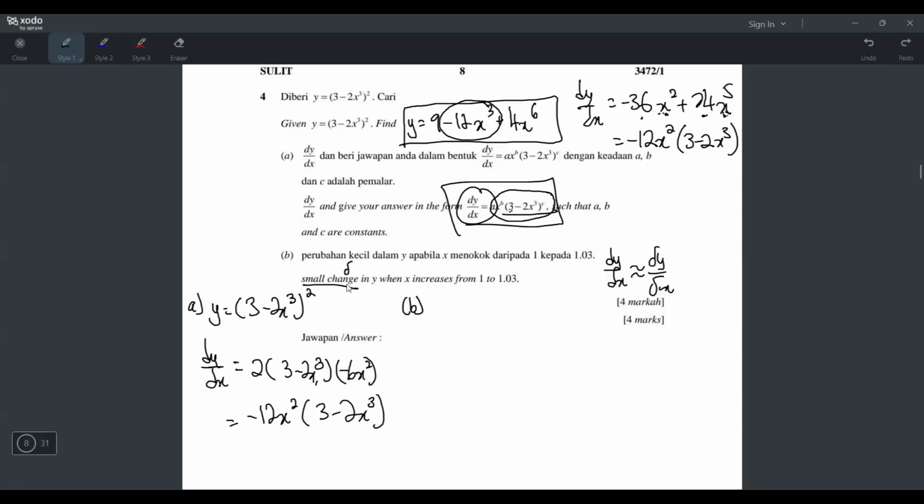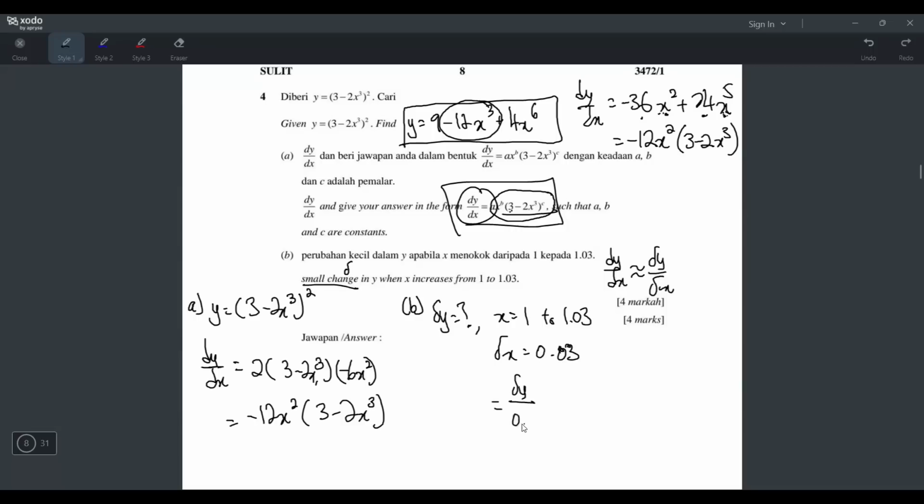Okay, let's read first. Find small change in y, means delta y. When x increases from 1 to 1.03, it means the old value of x is 1, and the new value is 1.03. If they give you the old value and the new value, you can find out the change in x, which is delta x. So 1.03 minus 1 is 0.03. And don't forget the formula: dy/dx is almost equal to delta y over delta x. Delta y is the final answer.